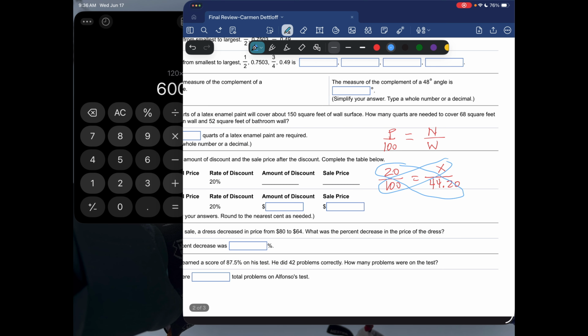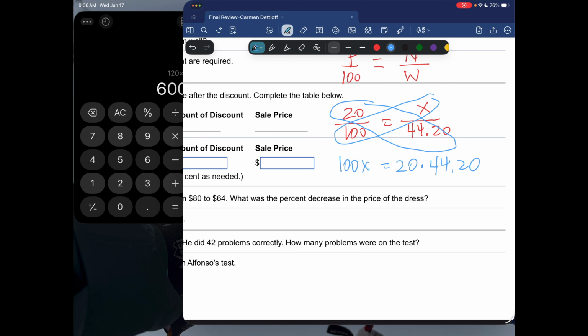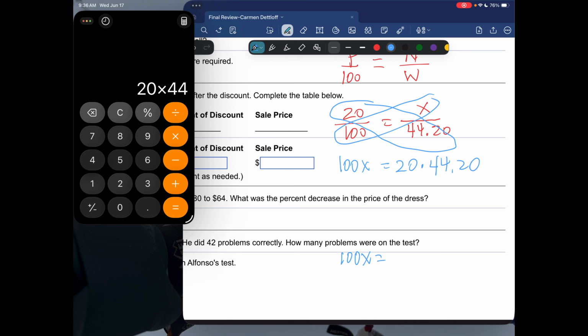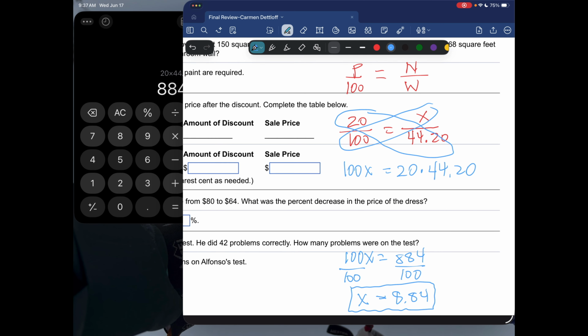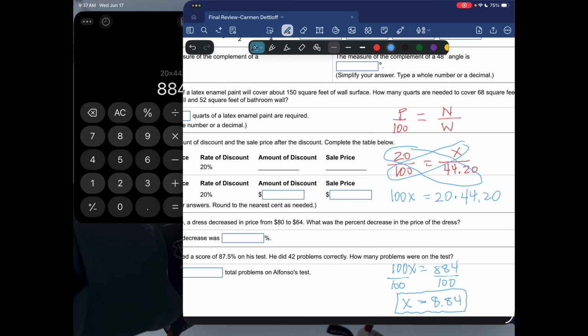I get 100x equals 20 times 44.20, and I'm going to jump down to the bottom because I'm running out of room. 100x equals 20 times 44.20 gives me 884, and then I'm going to divide both sides by 100. I get x equals 8.84. Okay, now we have to ask ourselves, I solved for this, but what did I solve for? What is x? I solved for the discount amount. So $8.84 is my discount amount.